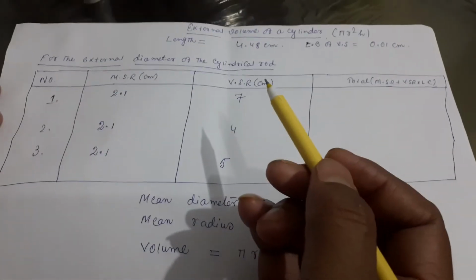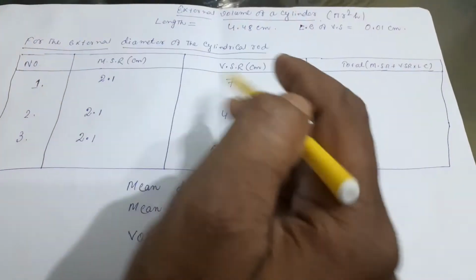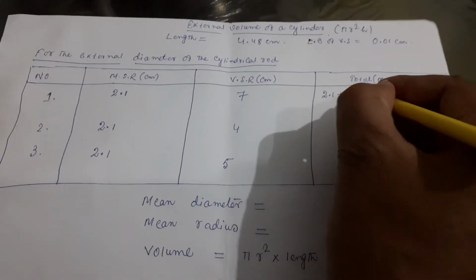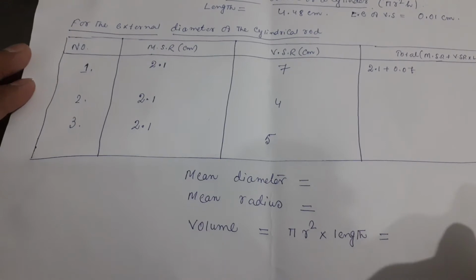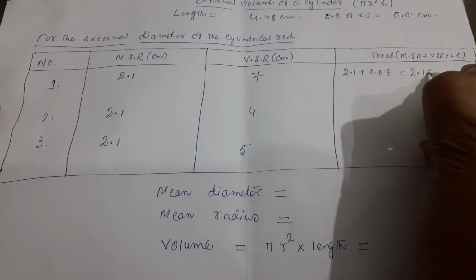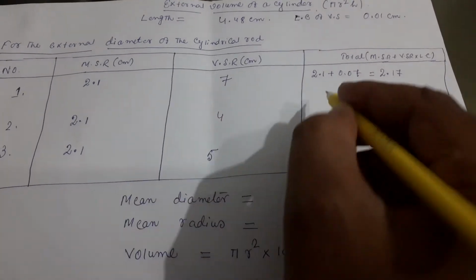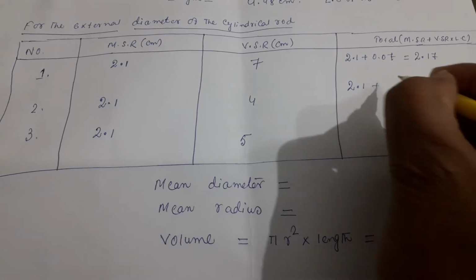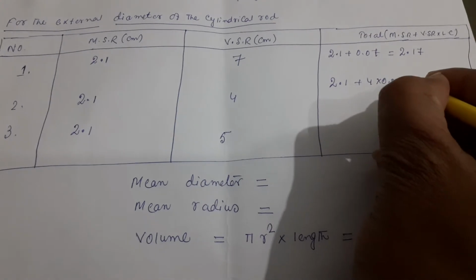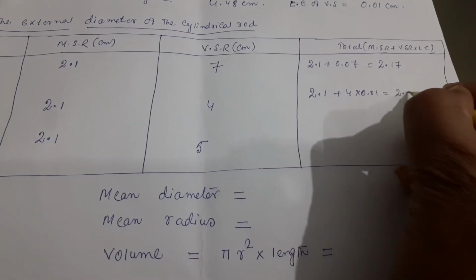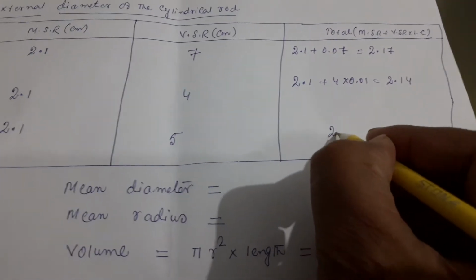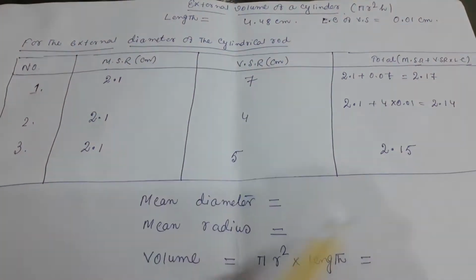Okay, least count we have already calculated in the previous practical of vernier. So we will calculate this one: 2.1 plus 0.07. Okay, so we will get 2.17 centimeter. Clear? Similarly, here also 2.1 plus 4 into 0.01, that means it will come as 2.14 centimeters. Secondly it will come as 2.15 centimeter. The same way it will come.